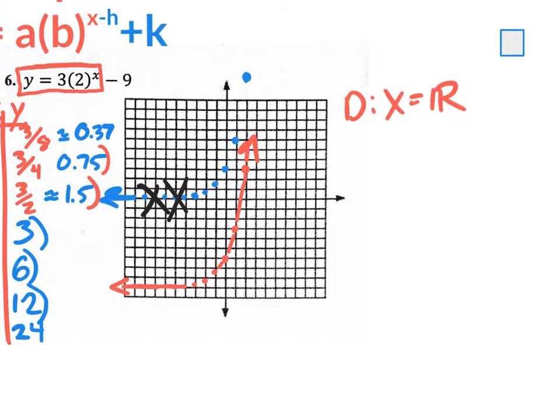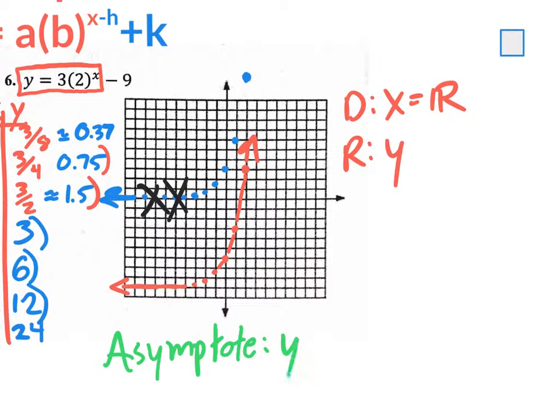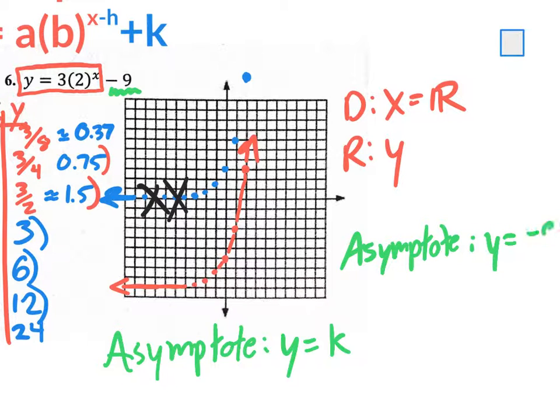When we talk about the range, your range are going to be your y values. And on the graph, y values are up and down. This whole red graph, it's either above a certain value or below a certain value. And to be more specific, it's going to be either above your asymptote or below your asymptote. If you take a look at your notes from last week, your asymptote is y equals k. So if you look up at the original graph, the k value is -9. So your asymptote is the line y equals -9.